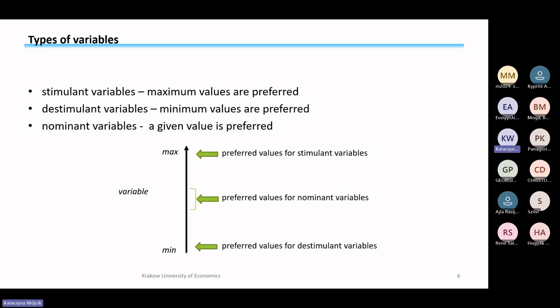And nominant variables, a given value is preferred. In this case, for example, we can have the number of doors. We prefer, I don't know, we are looking for a 5-door car. So we don't want to have less, we don't want to have more. We want to have exactly 5-door cars. So this will be a nominant variable because we expect the exact value.